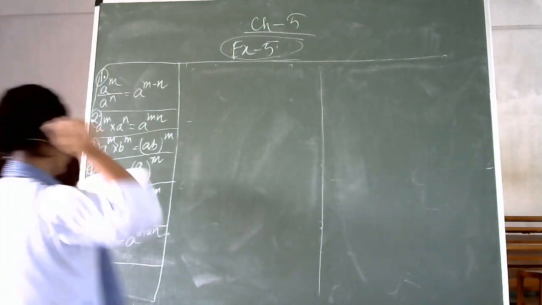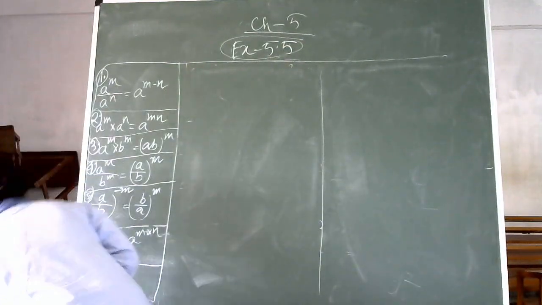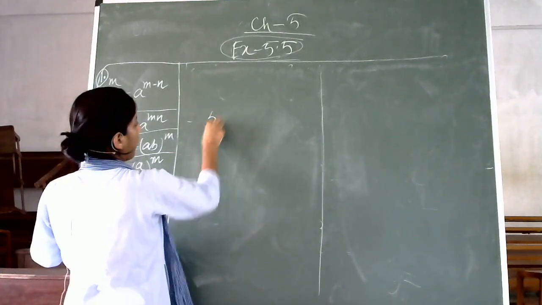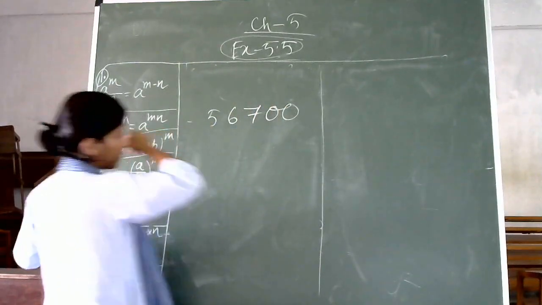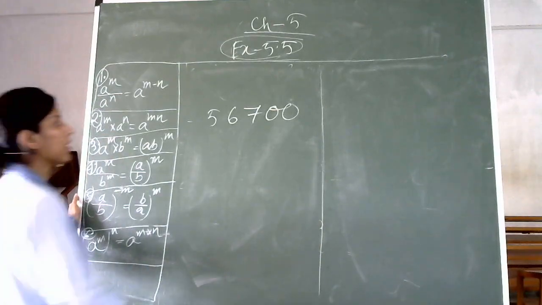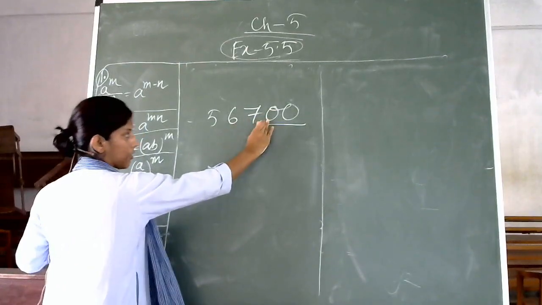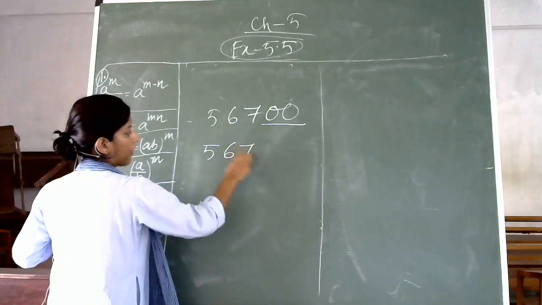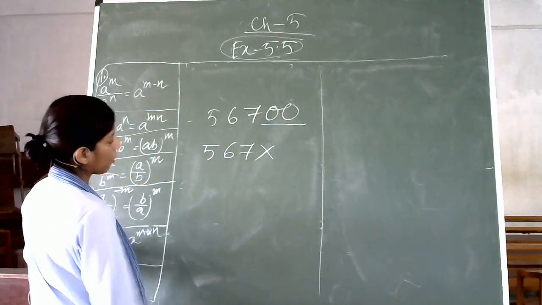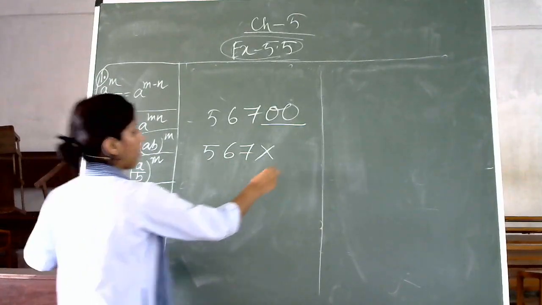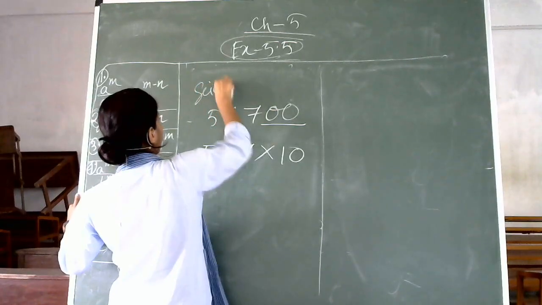Okay, you see in exercise 5.5, they are asking you to write in the scientific notation. Well, how will you write this? You see, if I have 5, 6, 7, 0, 0, for example, if this is the number, after this 7, how many zeros are there? 2 zeros. So I'll skip these zeros, and I'll write only the number, that is 5, 6, 7. Now you see, how will you write in scientific form?